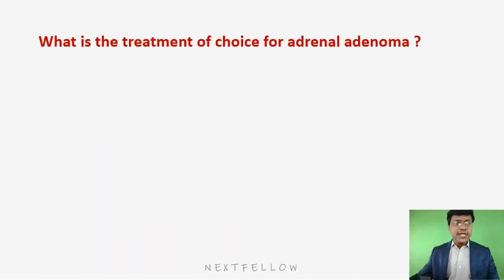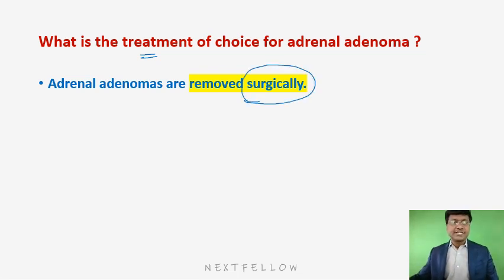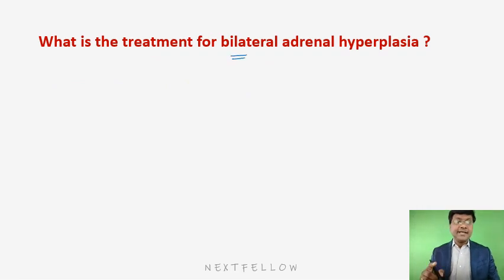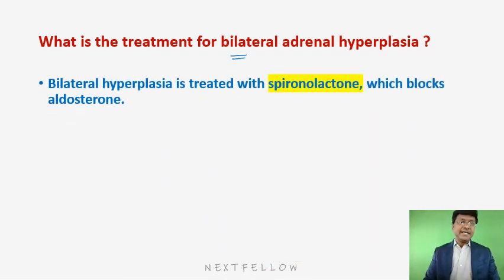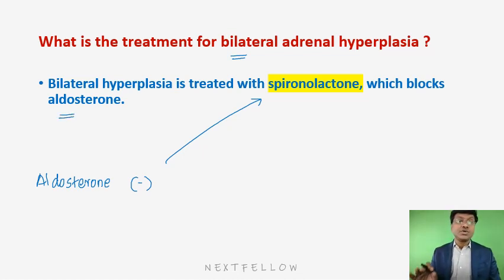Next. Now, what is the treatment of choice for adrenal adenoma? Please remember, adrenal adenomas, most of the time they are unilateral, and unilateral adrenal adenomas are removed surgically. So surgical resection of the tumor will be the treatment of choice for adrenal adenoma. Whereas, what is the treatment for bilateral adrenal hyperplasia? You need to give an aldosterone antagonist. An example is spironolactone. Spironolactone will block the aldosterone action.